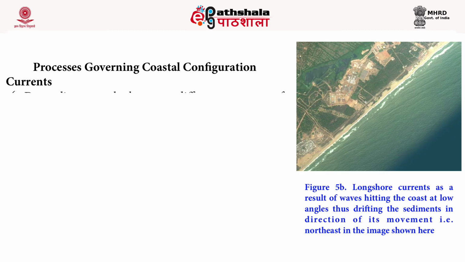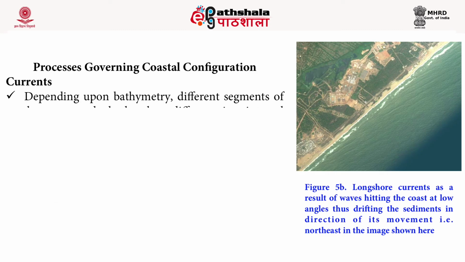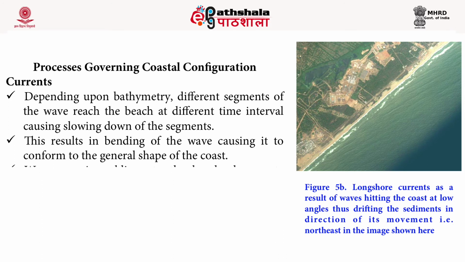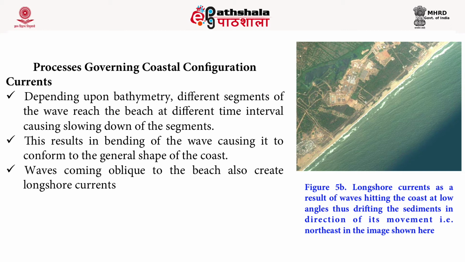Depending upon bathymetry, different segments of the wave reach the beach at different time intervals, causing slowing down of the segments. This results in bending of the wave, causing it to conform to the general shape of the coast. Waves coming oblique to the beach also create longshore currents. As you see in this figure, longshore currents result from waves hitting the coast at low angles, thus drifting the sediments in the direction of the movement.